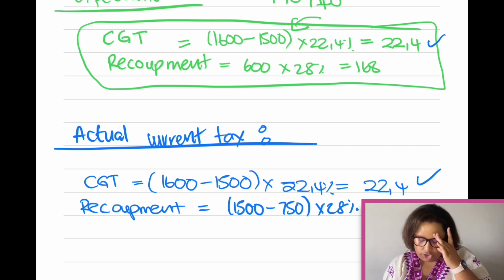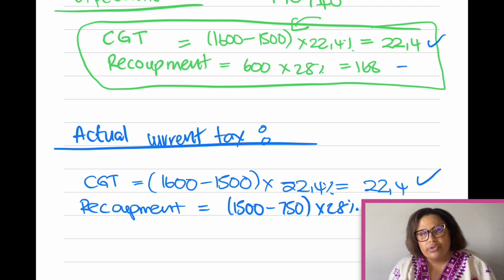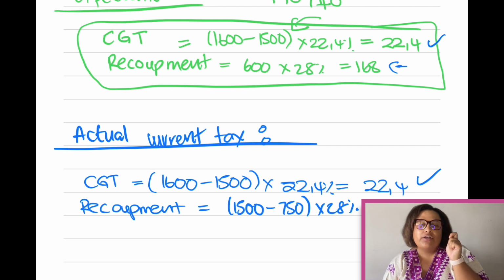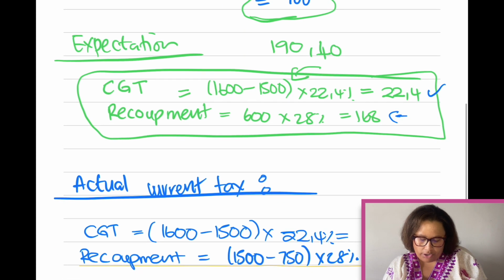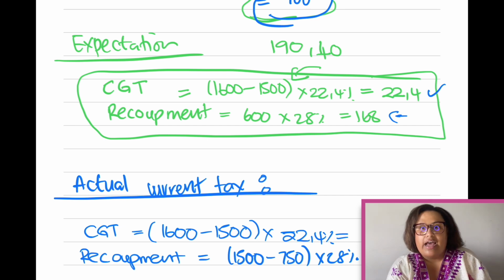Okay, so this 210 is the actual current tax that we pay with regards to the recoupment, but it differs to what our expectation is. And why does it differ, right? Because our expectation was developed upon the profit that we recognize, and the profit is 700.